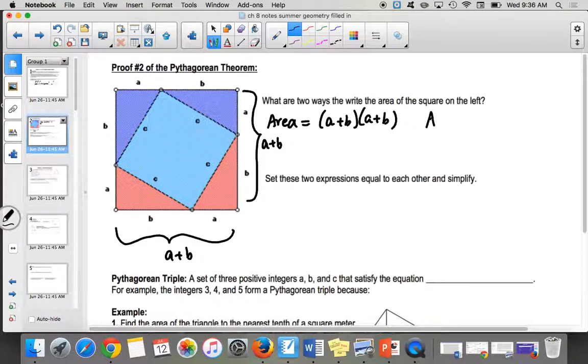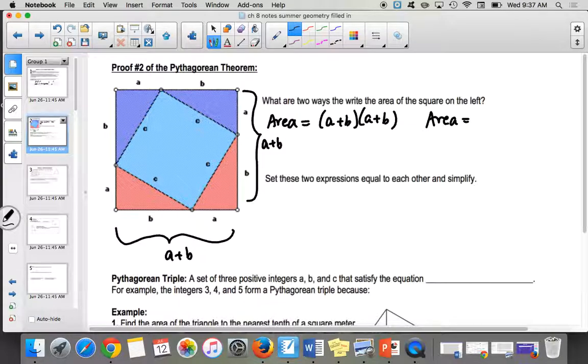What's a second way to write the area? A plus b squared. Kind of like a plus b in parentheses squared. Yeah, you could do that. But let's try not to do kind of the same thing that we just did. That's kind of an equivalent way of writing that. Let's use the pieces. Let's use the four triangles and the square in the middle.